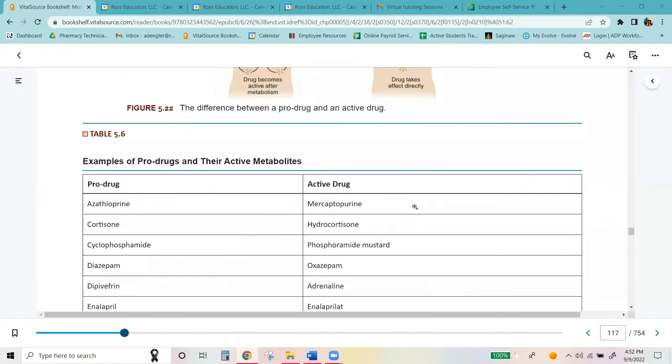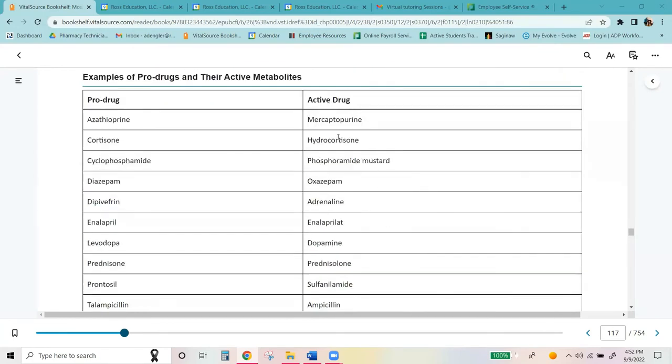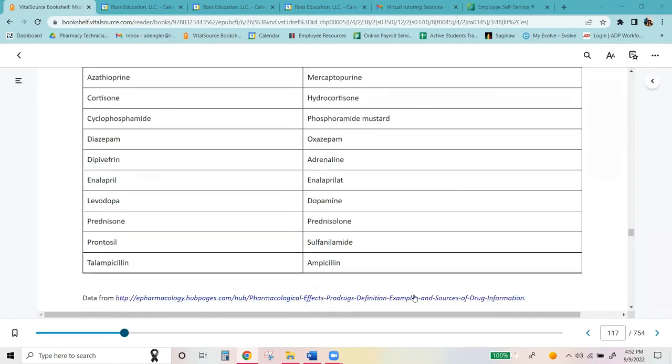Here are some examples of prodrugs and their metabolites. So this is the medication, and you take this medication, but when it is metabolized in your body, it becomes this medication. And again, I hate to say it, but we will go over this more in depth when we are in the pharmacology mod, or again, if you've been in it, you should know what this means.